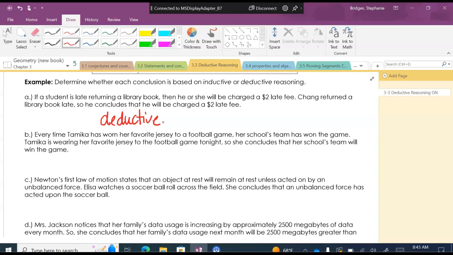Every time Tamika has worn her favorite jersey to a football game, her school's team has won the game. Tamika is wearing her favorite jersey to the football game tonight, so she concludes that her school's team will win the game. Inductive or deductive? Inductive. Inductive, yes.